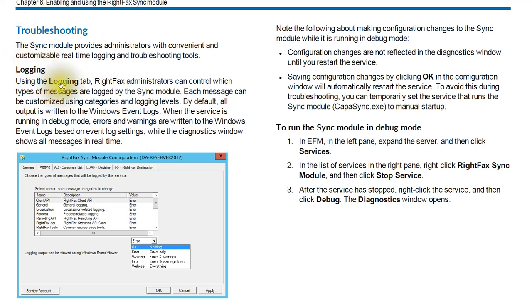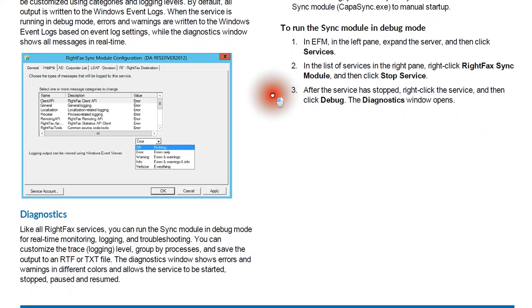So logging is like using the logging tab. RightFax administrator can control which type of messages are logged by the sync module. Each message can be customized using categories and logging labels. By default, all output is written to the Windows event log. When the service is running in debug mode, error and warnings are written to the Windows event log based on the event log settings. Okay, so from here we can configure lots of logging. Okay, and apart from this, diagnostics.